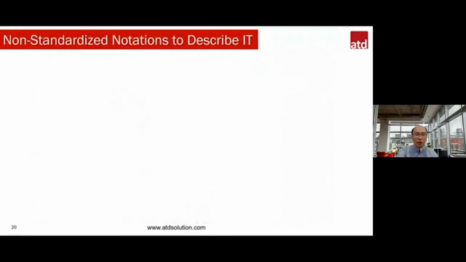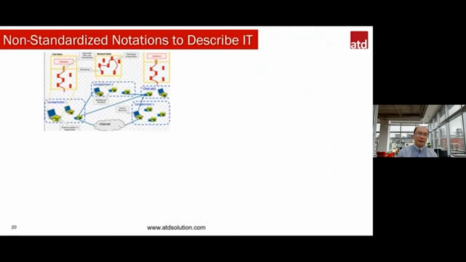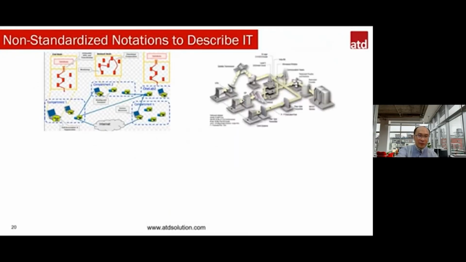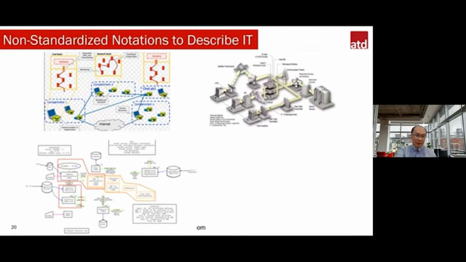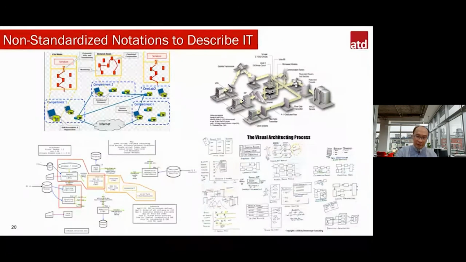Now, how about our notation to describe technology, the IT? Some people use this type of notation, some people use another block, some use a database with connectivity, and some use just a chart directly on the whiteboard or an iPad drawing. So how do we comprehend all this? Because our industry lacks standardization.